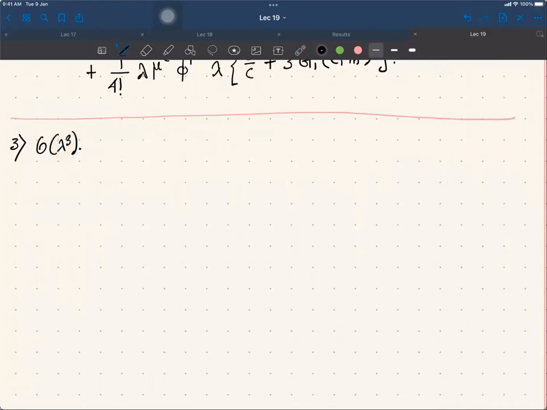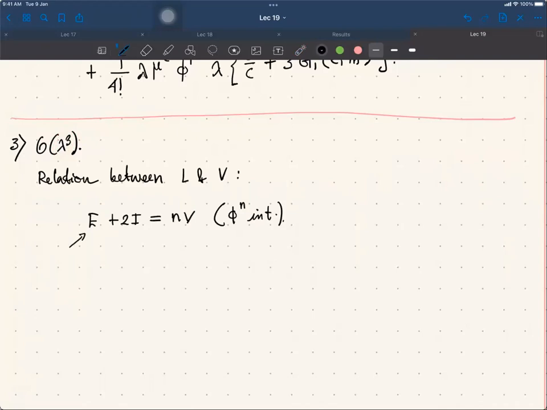So the relation between L, number of loops, and V, number of vertices. And we use these two graph equations that we used earlier. One is E plus 2I equals N times V for phi to the power N interaction. E is the number of external lines, and I is the number of internal lines.